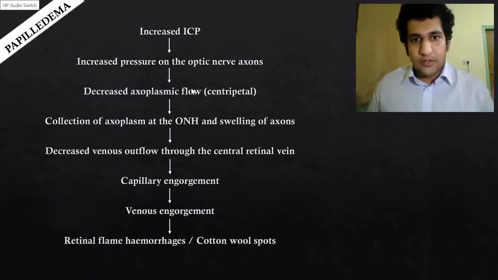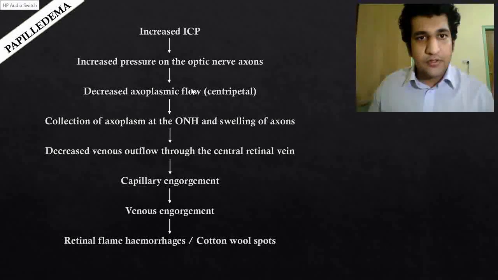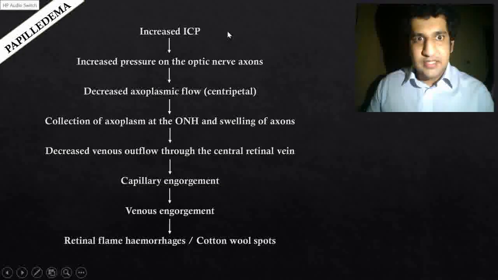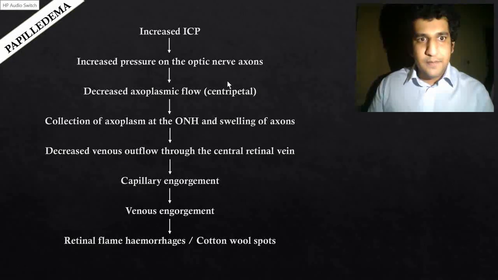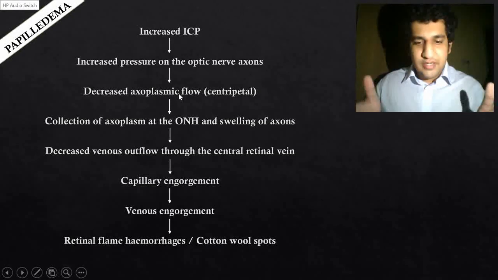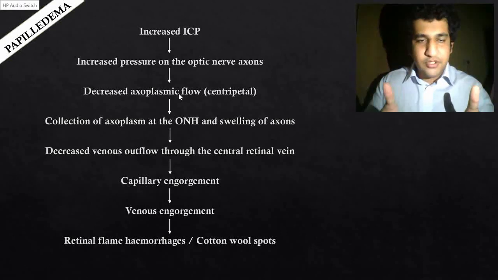Okay, so the next big topic that's relevant for us as neurologists and neurosurgeons is papilledema. So this is the mechanism of papilledema. Okay, I've tried to simplify it a bit. Raised ICP causes increased pressure on the optic nerve, as we discussed. It's transmitted. Now whenever there's increased pressure on a nerve, what's going to happen?